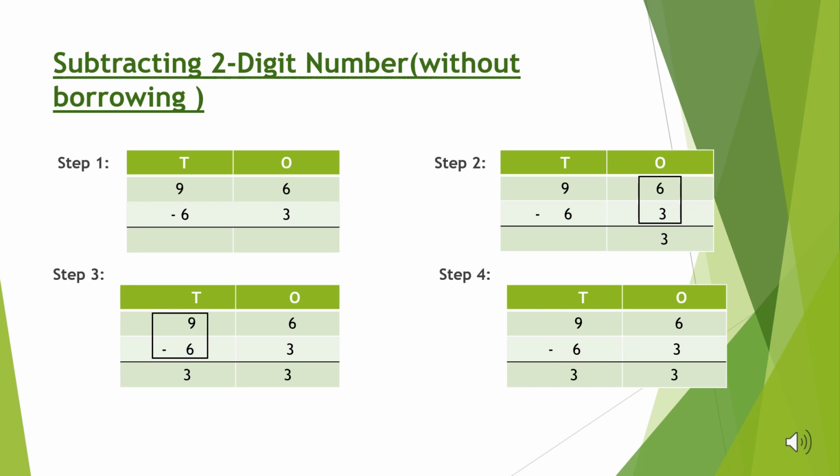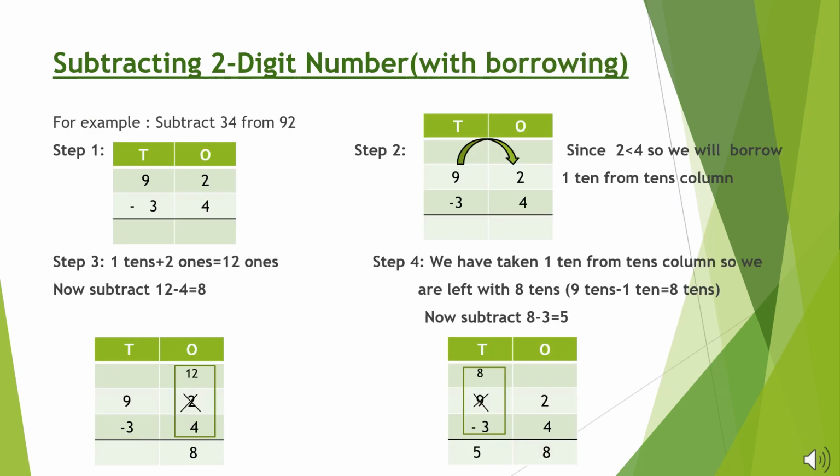Next, we will move to the numbers in the tens column and subtract: 9 minus 6 is equal to 3. We will write 3 under the tens column. Thus, the answer we get is 33, which is called the difference.